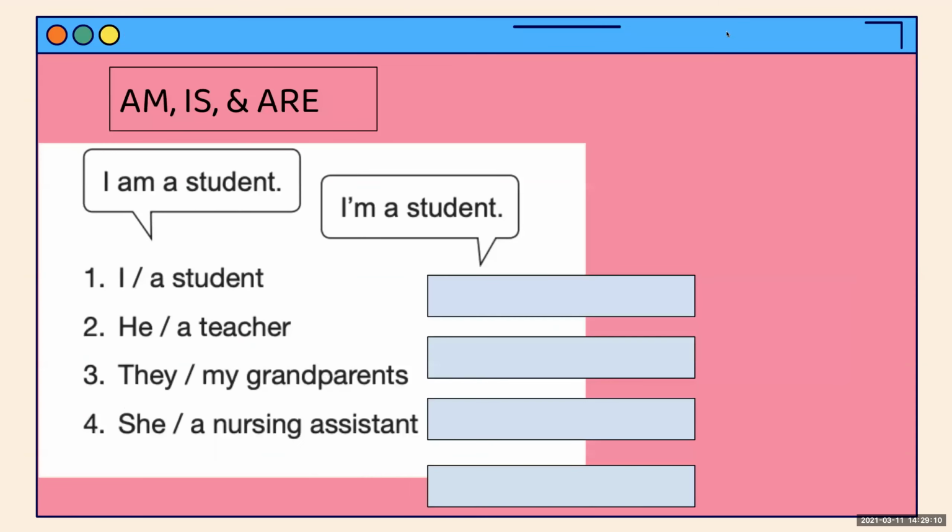Our next slide is still practicing am, is, and are. We have 1, 2, 3, and 4. Here, we want to make sure that we know which word we're going to put. Is it going to be am, is, or are? For example, I/a student, that's number 1. Number 2, he/a teacher. Number 3, they/my grandparents. And number 4, she/a nursing assistant. The same thing. I want you to pause, write these, and as soon as you're ready, you can press play and move on.